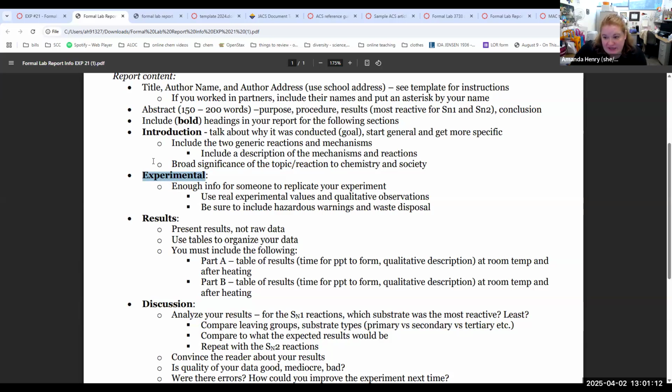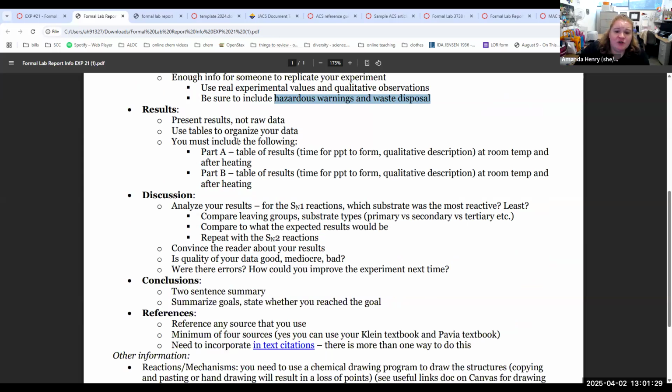So you don't need to explain what a test tube is, but you do need to tell them which chemicals to use, when to use them, all of that. And then include any hazardous warnings and your waste disposal instructions.